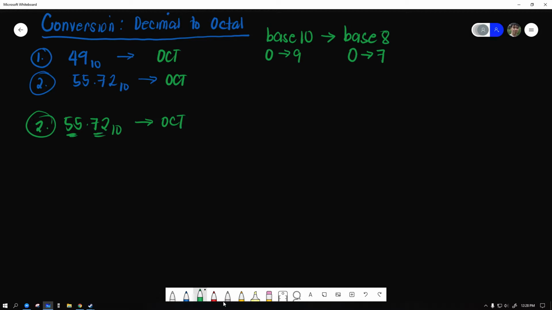For the integer part we do the same as we did on number 1. So divide it by 8. The nearest would be how much? 6 times 8 is 48. If we try 8 times 7, how much do you get? You will be getting 56. So the possible would be just 8 times 6. So this is 48.